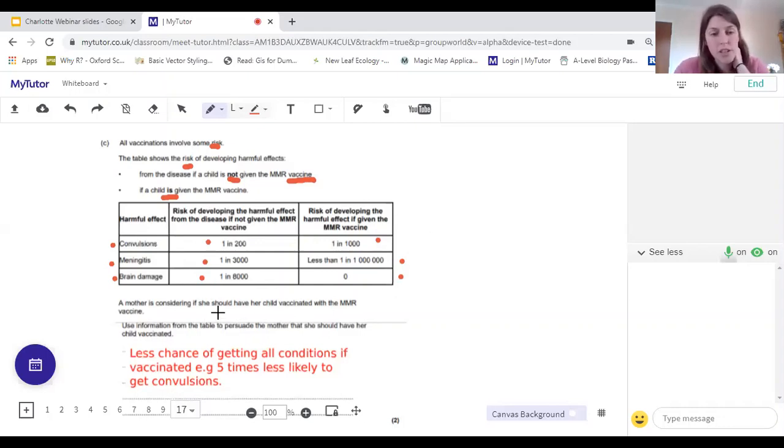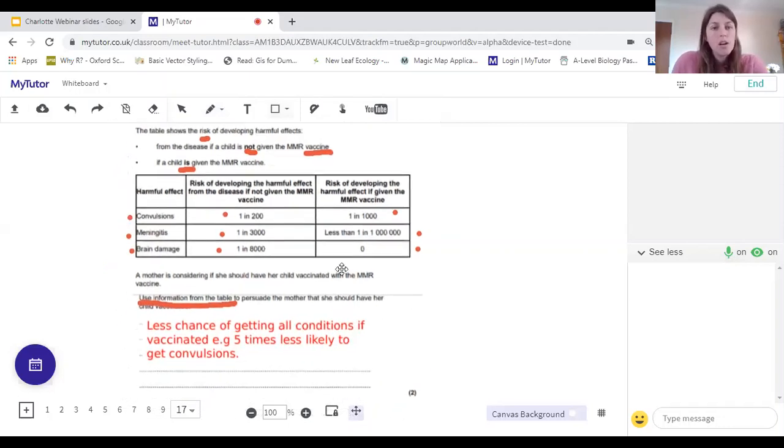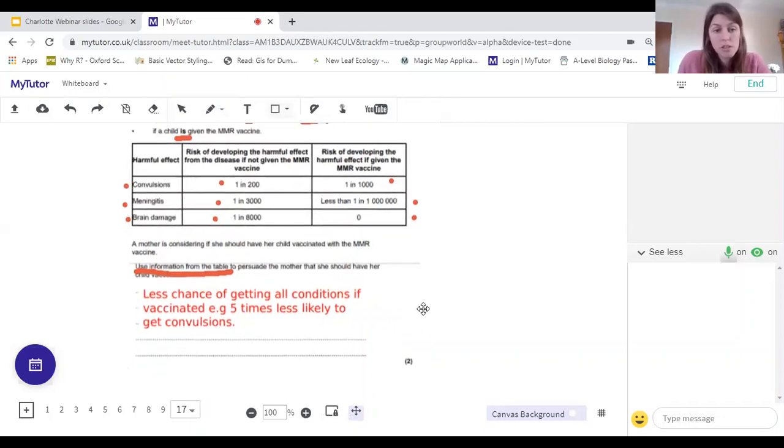A mother is considering if she should have her child vaccinated with the MMR vaccine. Use information from the table, that is a key phrase there, to persuade the mother that she should have her child vaccinated. So this question is asking for your biological knowledge, and it's also asking you to read this table properly. And you need to show that you've read it properly by listing some sort of detail in your answer. It's 2 marks, so you don't need to do an awful lot, but you need to have 2 things that they can give you a mark for.